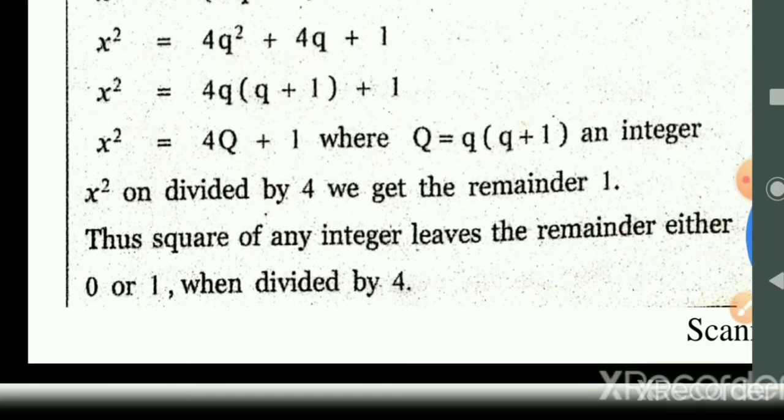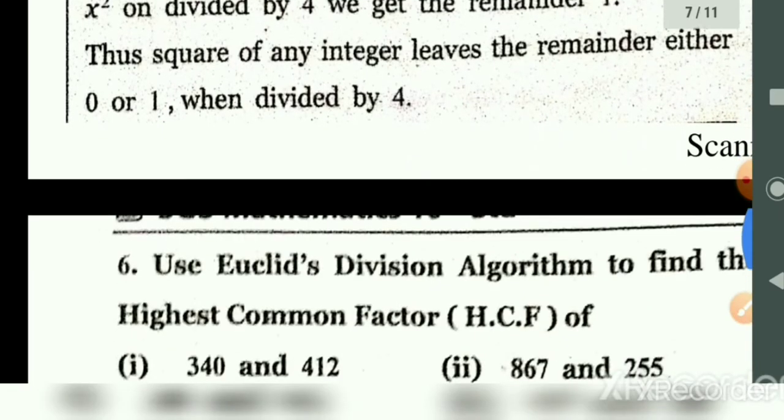So the dividend is x square, the divisor is 4. Then the quotient Q is an integer. So the remainder is 1, using the division algorithm or Euclid's lemma. So in both cases we get that the square of any integer leaves the remainder either 0 or 1 when divided by 4. Hence the proof.